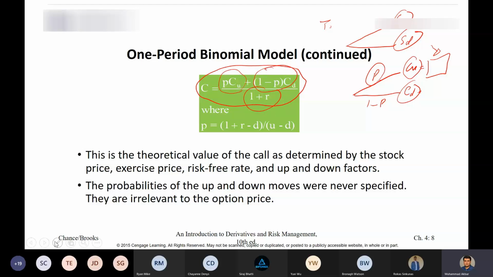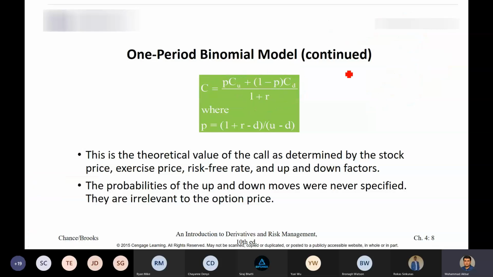Now, how do you calculate the probability? Probability here is equal to (1 + R - D) divided by (U - D). If you want, I can show you the derivation of this. So let's suppose we have the stock price today, which is equal to S naught. That is the current stock price.